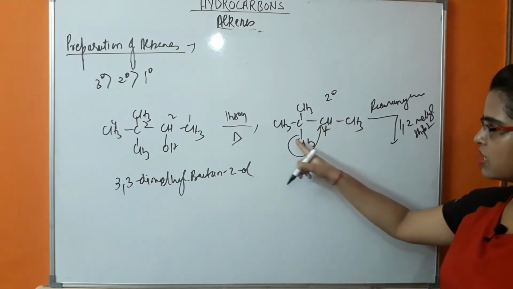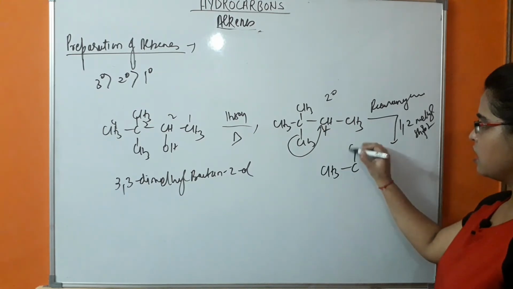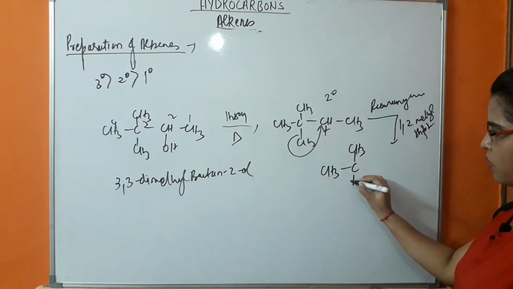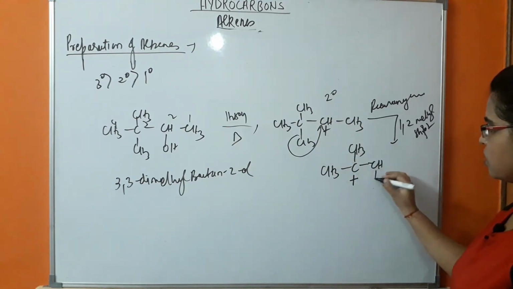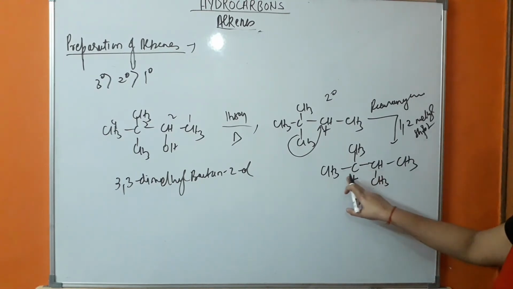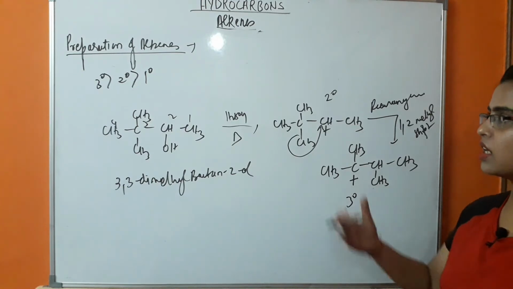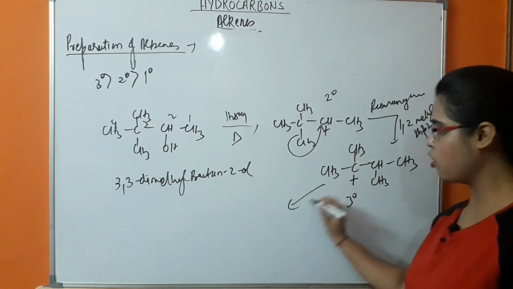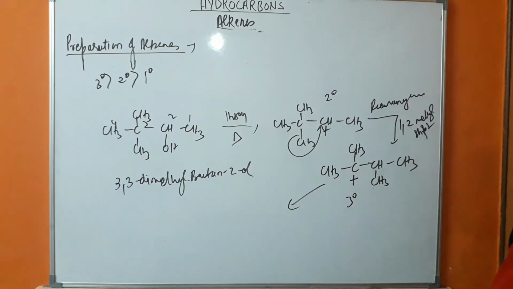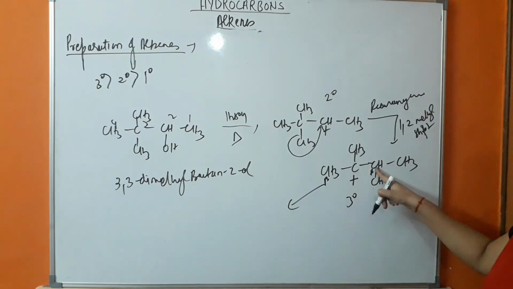So what will happen in this case? This methyl is shifting to this carbocation. So there will be formation of CH3, CH3 and positive CH, CH3 and CH3. So what is happening in this case? There is a formation of 3 degree carbocation, and this 3 degree carbocation has more stability in comparison to 2 degree. So formation of more substituted alkene will take place. It means the hydrogen of this carbon, that is beta, will be removed.